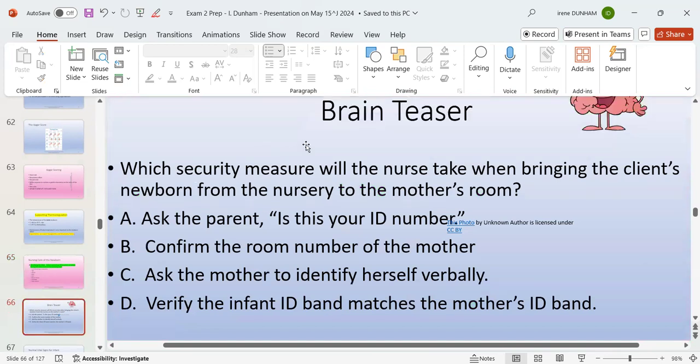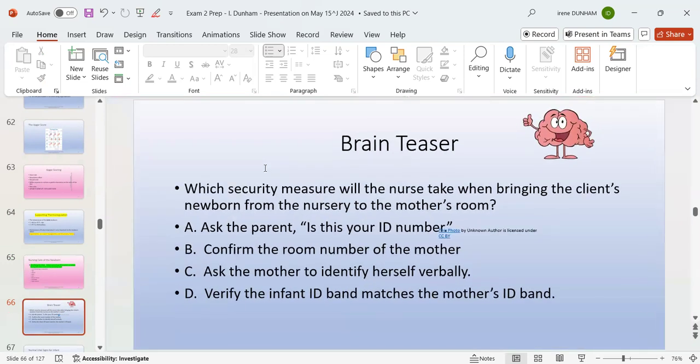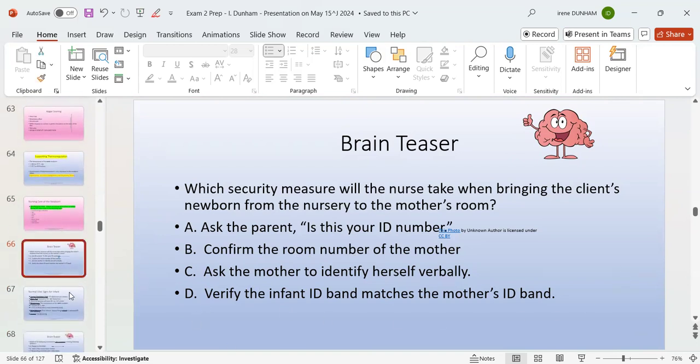Okay, let's go down here. So if I was to ask you which security, hold on, let me just make this a little slower. Which security measure will the nurse take when bringing the client's newborn from the nursery to the mother's room? D. D as in dog? Yes. All the other ones are not going to make sure. I mean, everybody can say, is this your ID number? This is the only one that would be a definite, right? Is to match up.